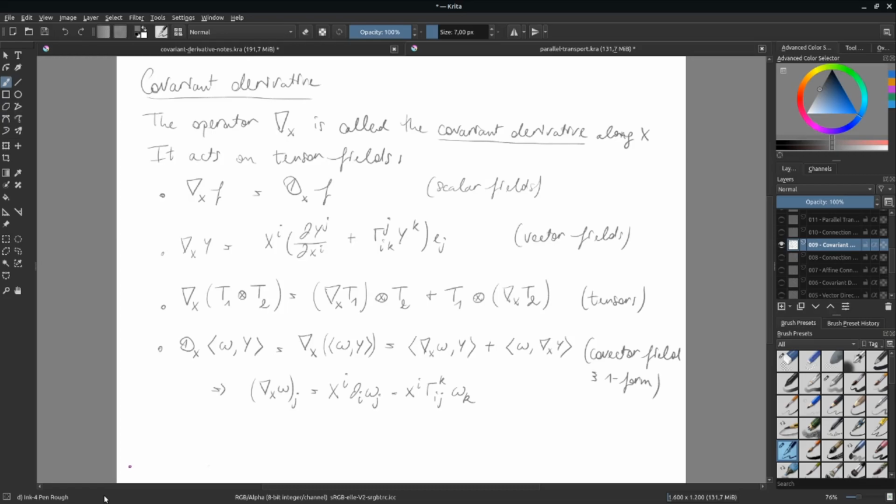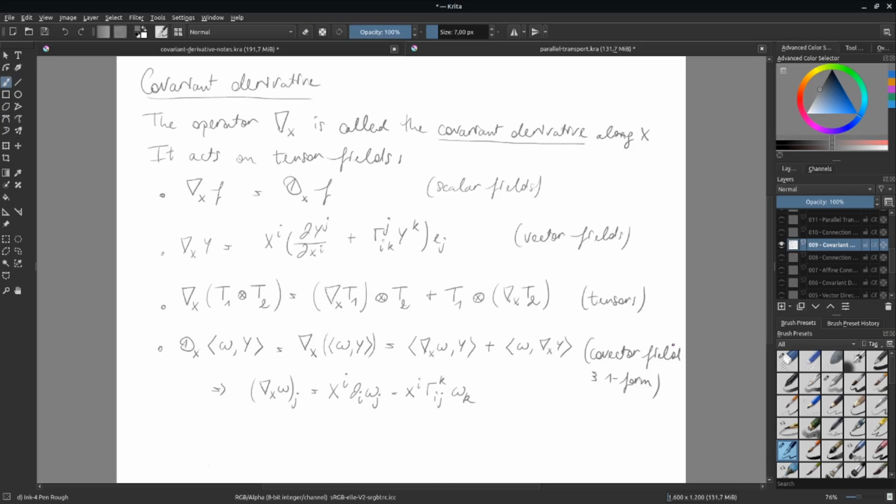And then for arbitrary tensor fields, remember we can express any tensor as a sum of tensor products of lower tensors, and so in doing this we can get some recursion going. So if I take the covariant derivative along x of this tensor product of t1 times t2, we also want the product rule to be true in this case, and so that's essentially what we're doing. We're taking the covariant derivative of t1 tensor product t2 plus t1 tensor product the covariant derivative of t2.